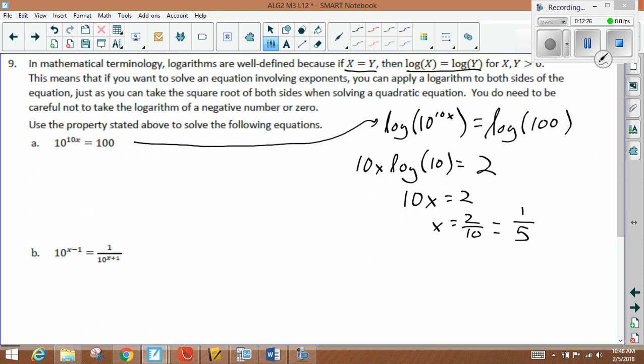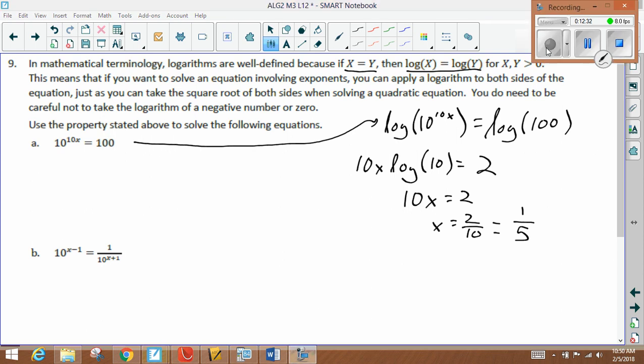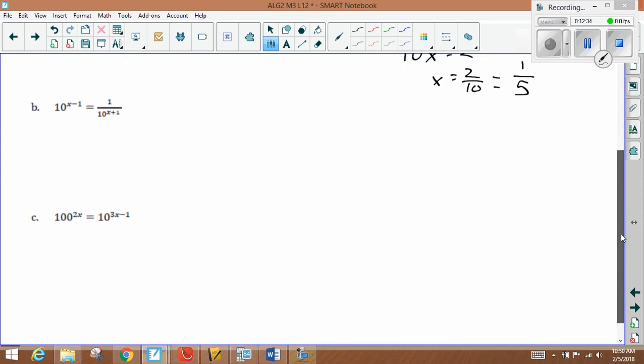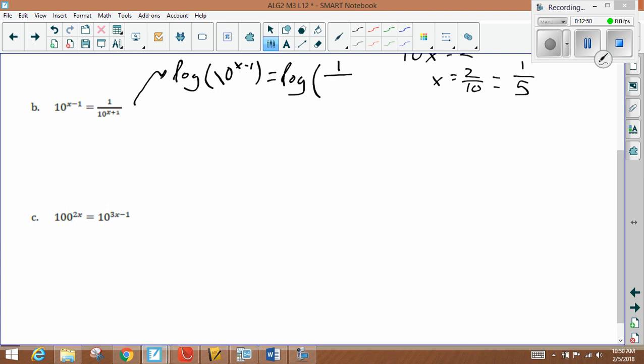Let's see that again. All right, let's do it again. So I'm going to take the log of both sides. I'm going to just write it up here so I have a little more space. So that's going to be log of 10 to the x minus 1 equals log of 1 over 10 to the x plus 1 power. First thing I'm going to do is put that x minus 1 out to the front.